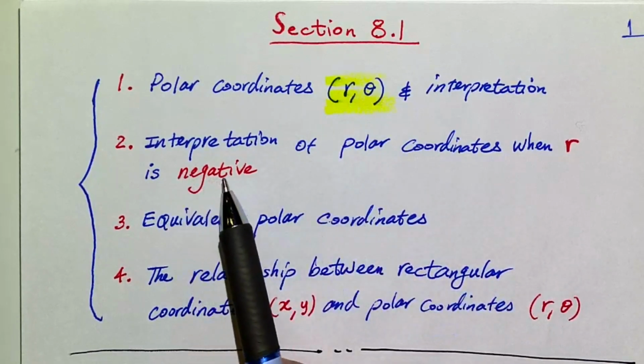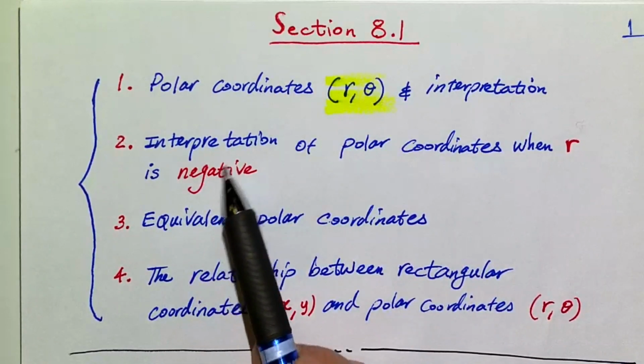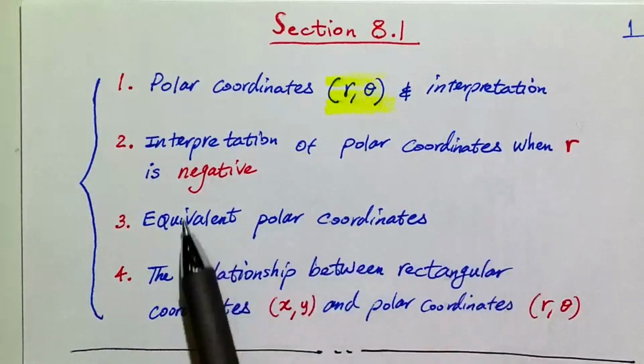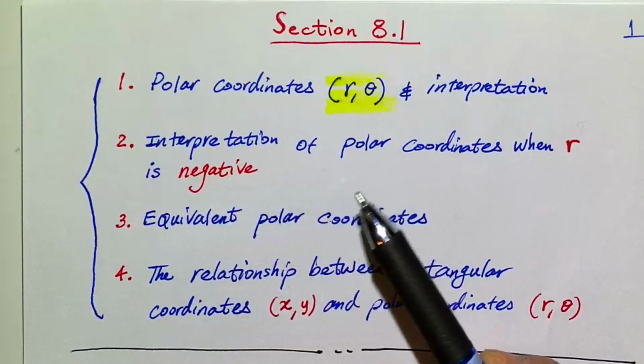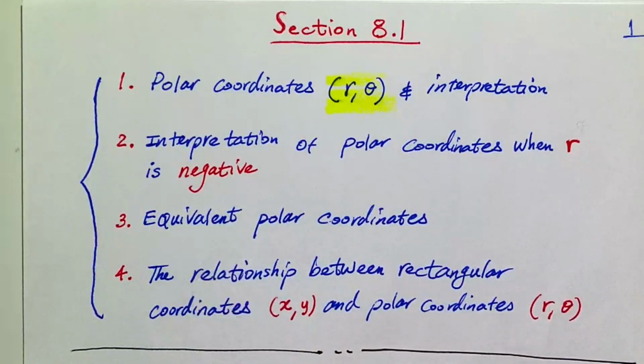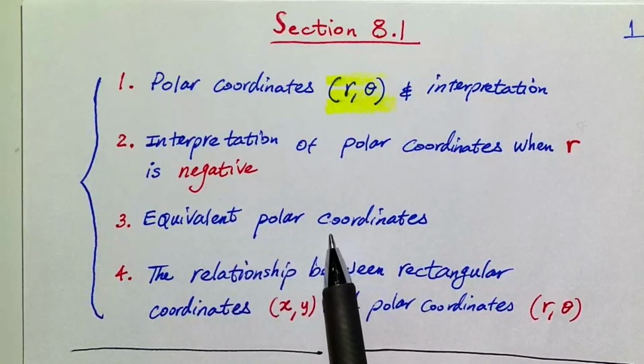And number two, we talk about an interpretation of polar coordinates when r, when that distance, is negative. And also, we talk about equivalent polar coordinates.